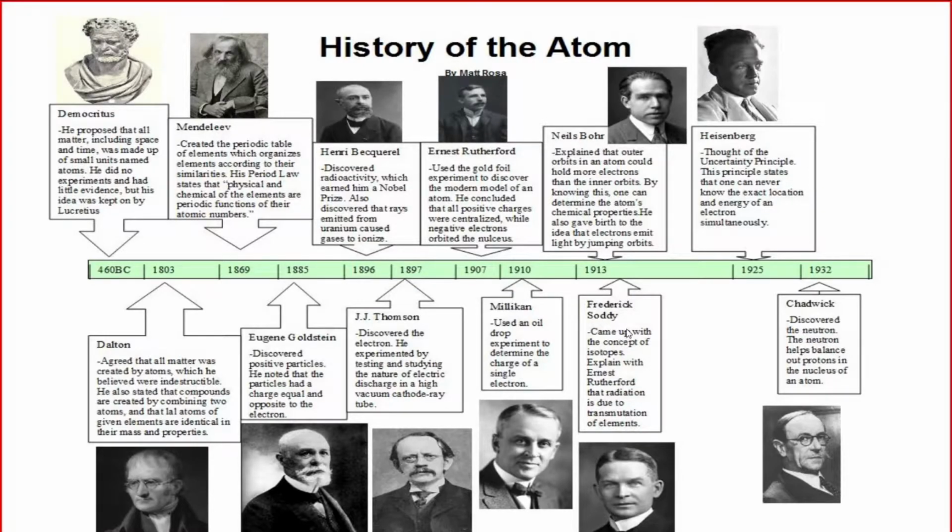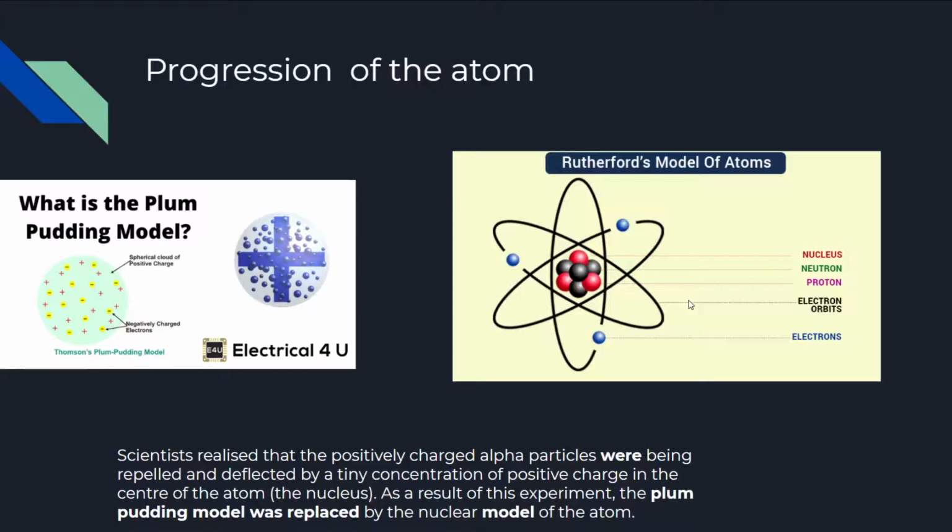And then we have Frederick Soddy as well in the same year, and he came up with the concept of isotopes, and he explained with Ernest Rutherford that radiation is due to the transmutation of elements. Then we have Heisenberg, and he thought of the uncertainty principle, and this principle states that one can never know the exact location and energy of an electron simultaneously. And then finally in 1932 we have Chadwick, who discovered the neutron, and the neutron helps balance out protons in the nucleus of the atom.